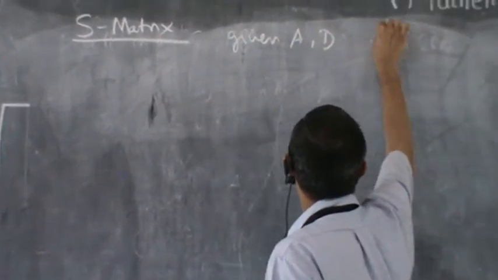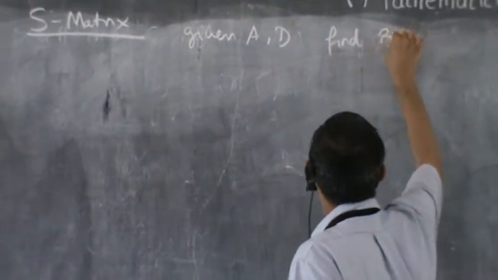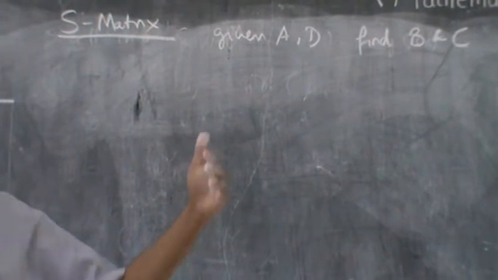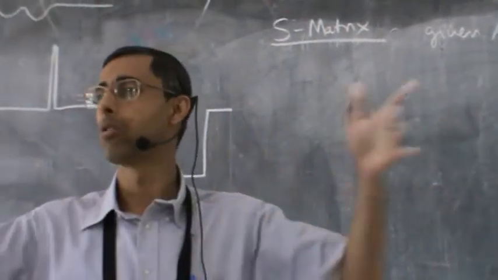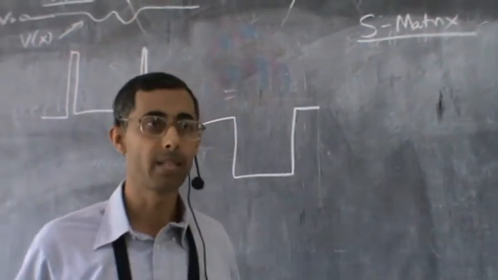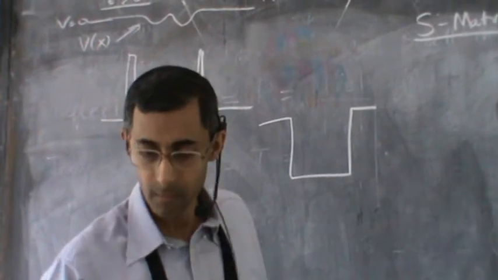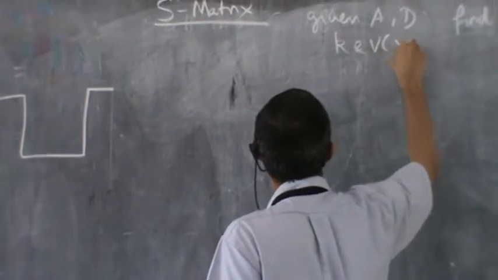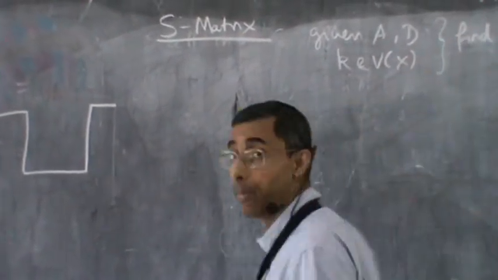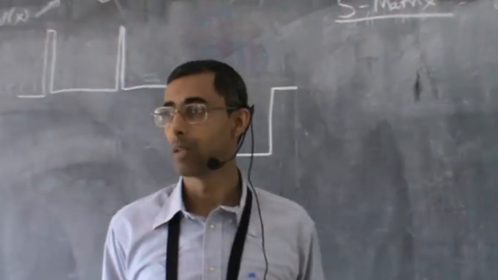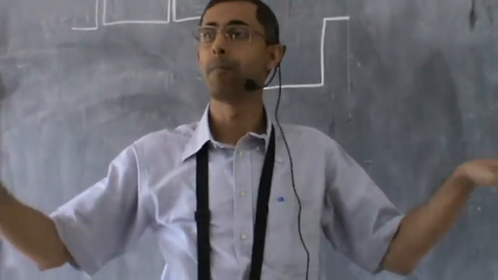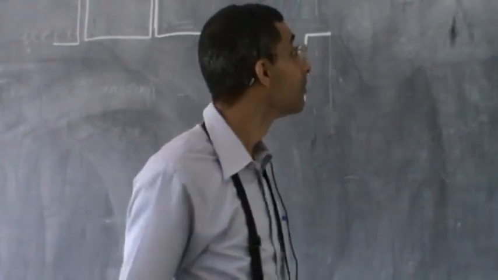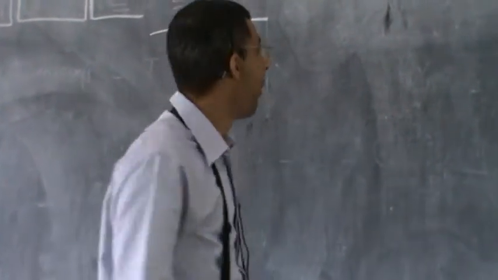Given A and D, find B and C. That's the problem we are faced with. Given the incoming amplitudes, find the outgoing amplitudes. That's the problem of direct scattering. Given A and D, k and V, find B and C. Given the incoming energy and the amplitudes and the potential, find the scattered amplitudes.